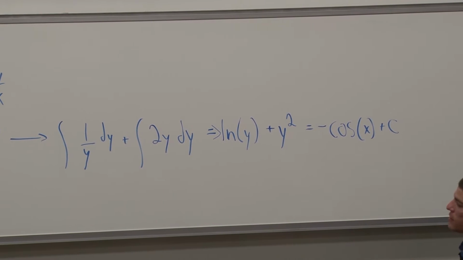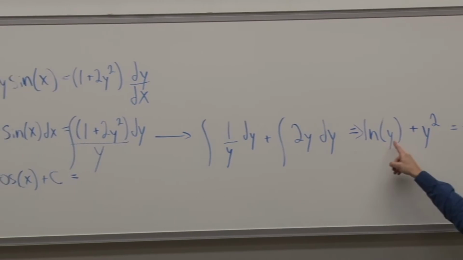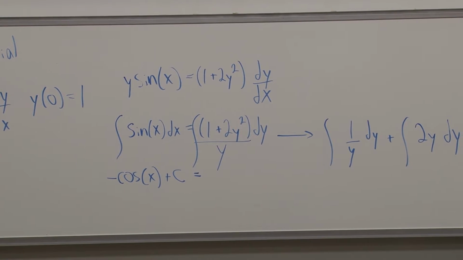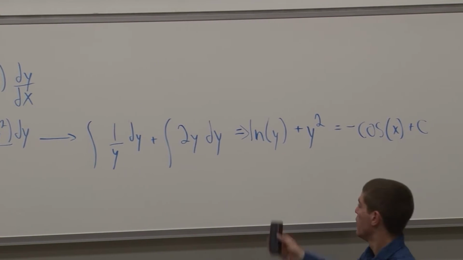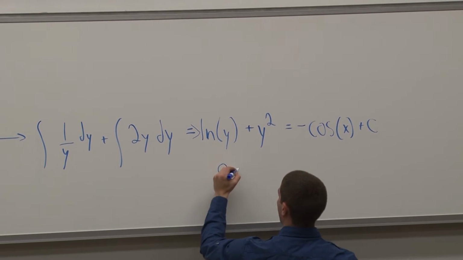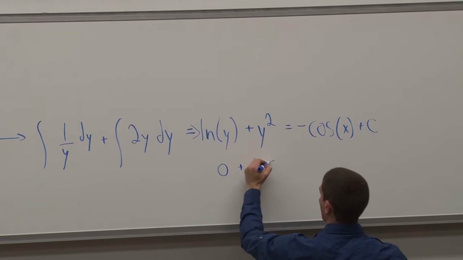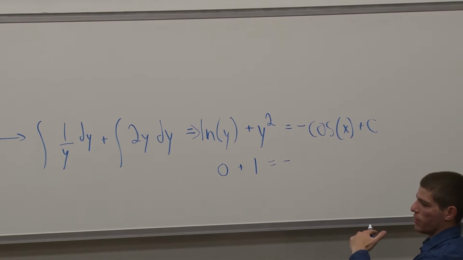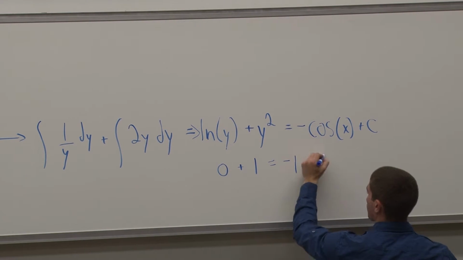solve for the constant c. So if you put y of 0, okay, I was about to say put 0 into there, that would be undefined, that'd be crazy. But we have, it's equal to 1. So we're going to put in y of 0 equals 1. So that means we're going to put in 0 for x and 1 for y. So if we put in 1 for y here, natural log of 1 is equal to 0. So 0 plus 1 squared is going to be 1 equals negative cosine of 0. Cosine of 0, according to the unit circle, is going to be 1. So it would be negative 1 plus c.